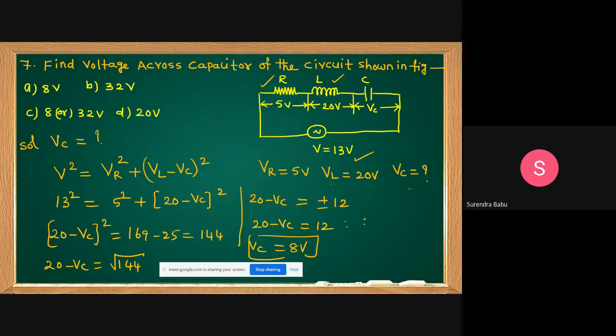And one more possibility is 20 minus VC equal to minus 12. Then what is VC, students? How much? 32 volts. Is it correct? That's why either 8 volts or 32 volts is possible. That's why option C is correct. If the options are given like this, there is no need to solve the problem. By seeing this problem, what is your observation, students? Yes, we don't know whether VL is greater or VC is greater, so two values are possible. That's why option C is correct: either 8 volts or 32 volts.